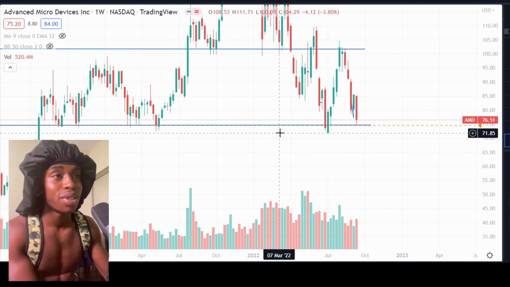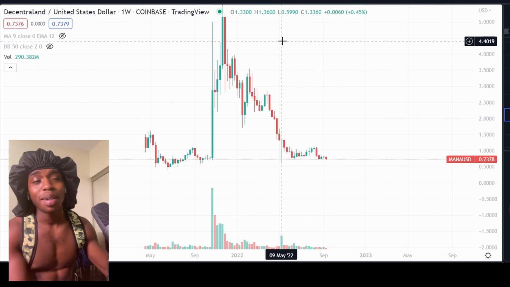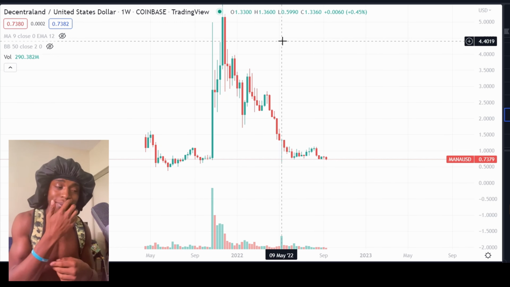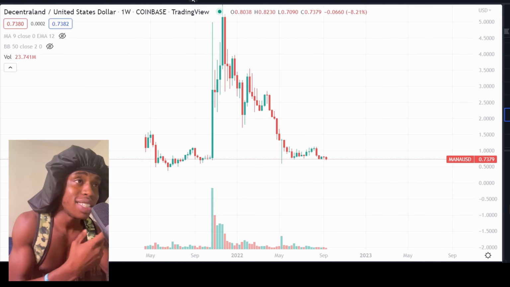This is a good example of resistance. I'm gonna show y'all one more example of resistance. Alright, so this is an example of Mana. This is a cryptocurrency. You know, I'm trying to be diverse, you know. Stocks and cryptos, what I really do for sure. And this is the weekly chart.